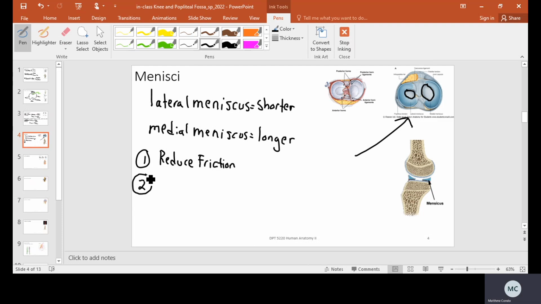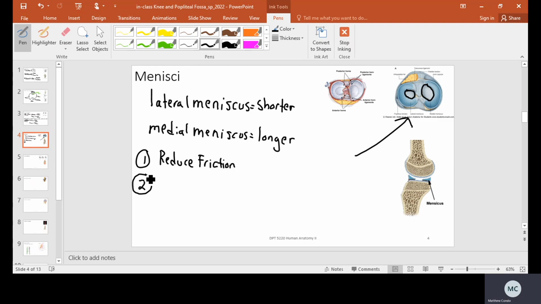Osteophytes grow bigger and bigger and bigger. Shear forces get larger and larger and larger. And then we have degenerative joint disease. Then it's time for a knee replacement. So reduction of friction is definitely something that my meniscus does. What's something else my meniscus does?